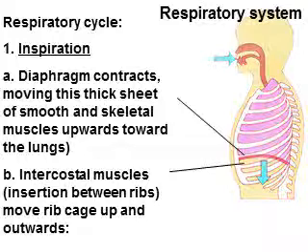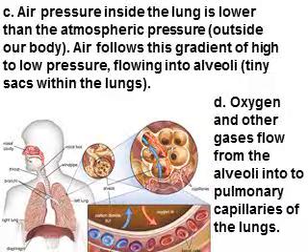Intercostal muscles, those are the muscles between the ribs. They're going to move the rib cage up and outwards. The air pressure inside the lung is lower than atmospheric pressure, and that's the pressure outside the body. Because of this, air flows from a gradient of high outside to low inside, and flows directly into the alveoli, which are tiny sacs within the lungs. Now, in some places where there's not much oxygen, this gradient is disrupted, such as high altitudes.